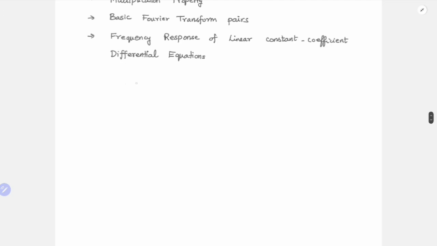So from the previous video, we know the two equations. The first is the Fourier transform equation, which is given by x of j omega is equal to integral minus infinity to infinity x of t e power minus j omega t dt.